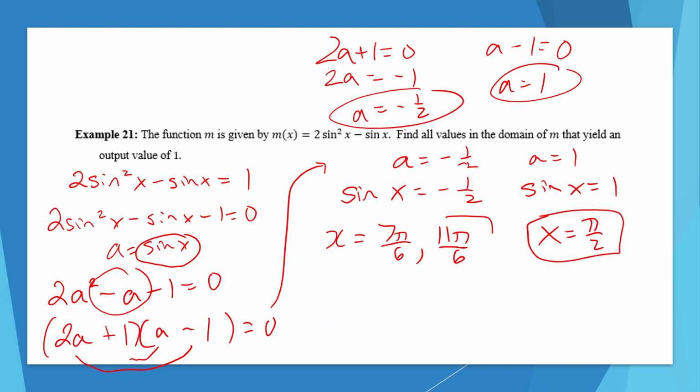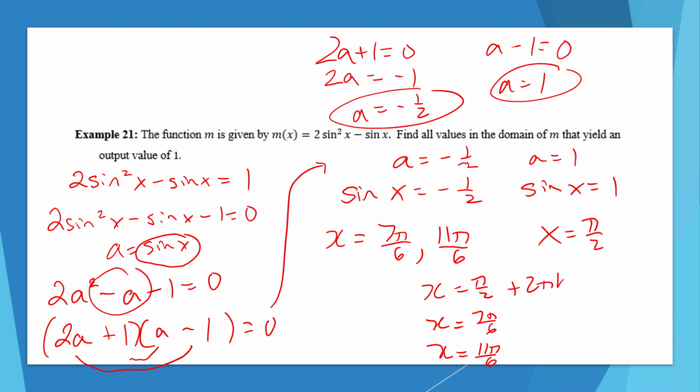Once I have those two, this is not my final answer. If I just said this, I would actually only get one of the 2 points. Remember, the next point is going to come from taking all 3 solutions and adding a plus 2 pi k, because the period of sine is 2 pi. You want to add the plus 2 pi k because here we want to find all values in the domain.